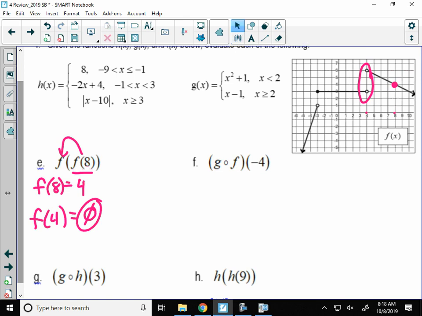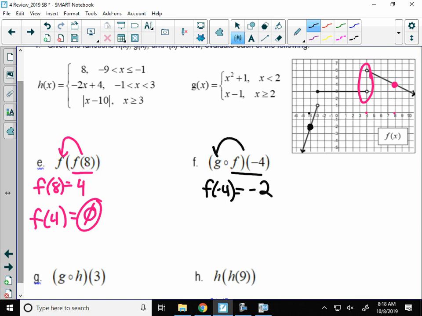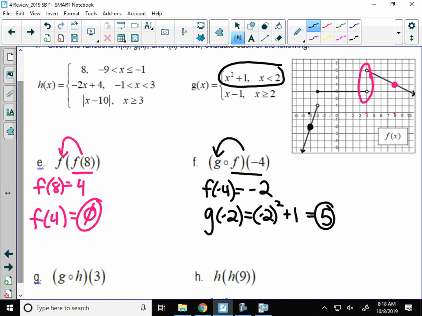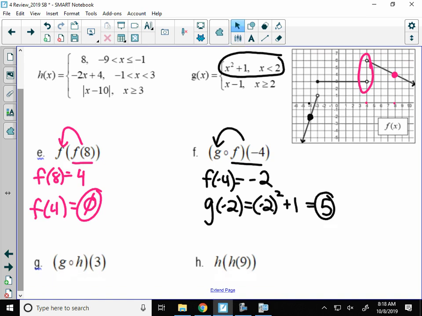F, g of f of negative 4. So I start with f of negative 4. So I'm going to put negative 4 in for x here. I get an output of negative 2. Then I put that negative 2 into g. So negative 2 here falls in this top domain. It's less than 2. So I'll have negative 2 in parentheses squared plus 1, which gives me 5. That's my final answer.